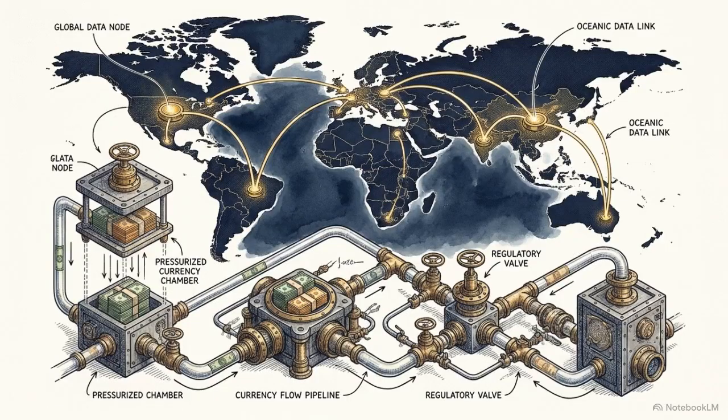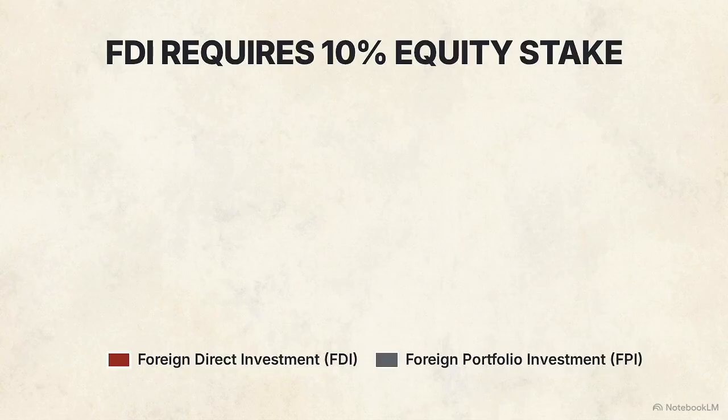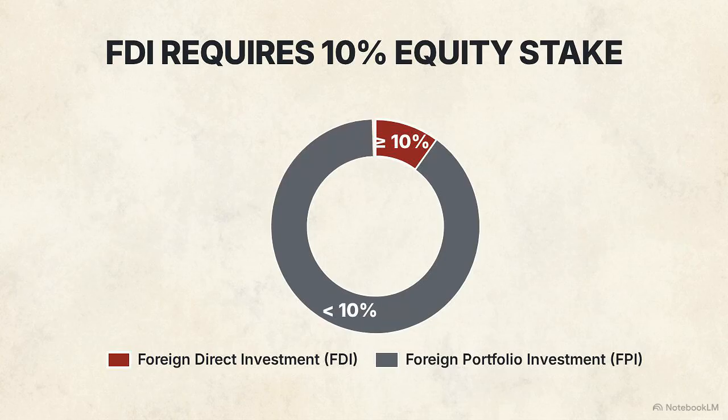This domestic system operates within a global framework. Foreign investment is categorized by ownership level. An investment of 10% or more in a company's equity is foreign direct investment. Anything below that 10% mark is foreign portfolio investment.